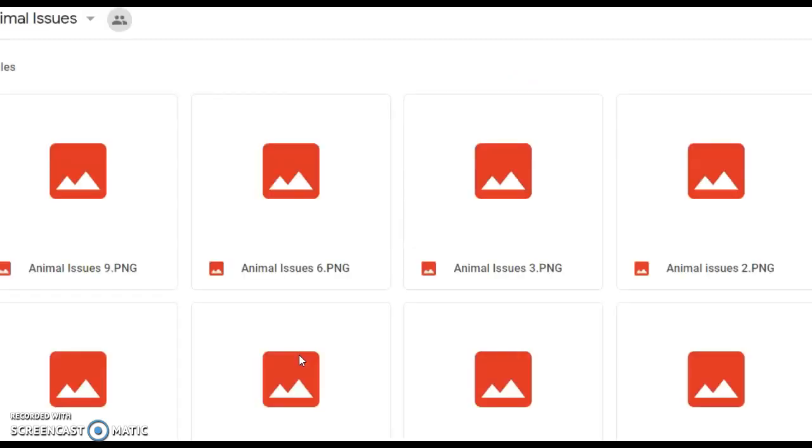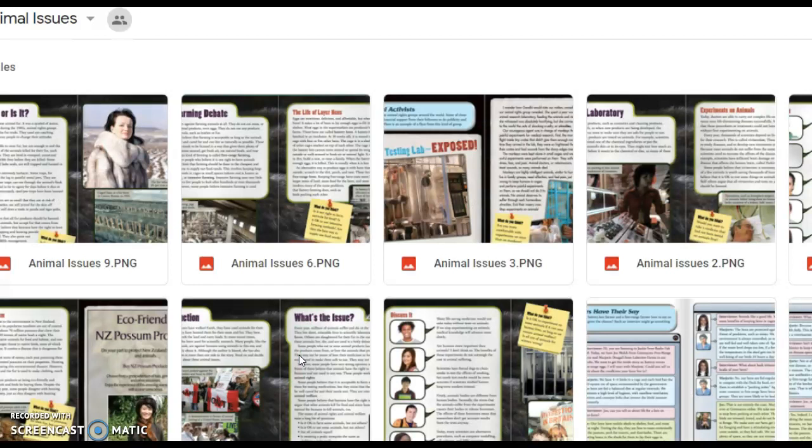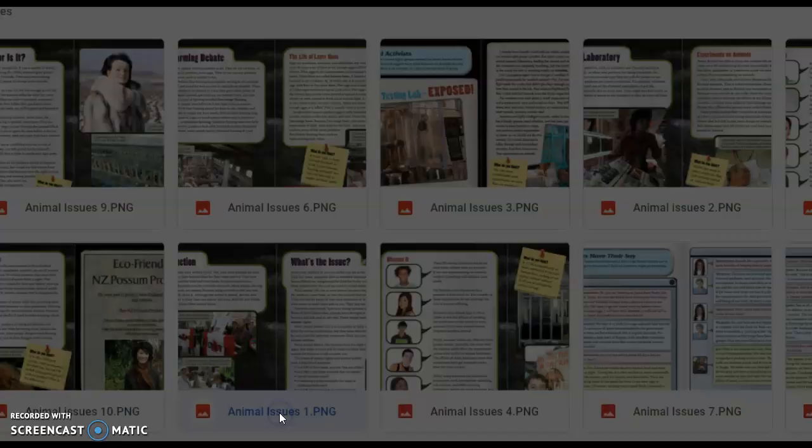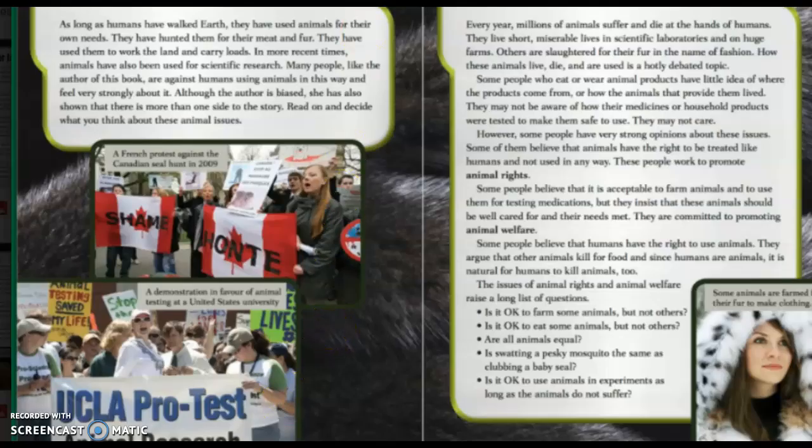Okay, so Animal Issues has been uploaded onto Google Docs as individual twin pages. It was the only way I could get it up because I was pulling it off my hard drive. So you can see here that Animal Issues 1, 2, 3, 4, 5 hopefully is just off screen, 6 and so on, goes up to 11. So you will need to open each page and work through on it. So this is the first page.